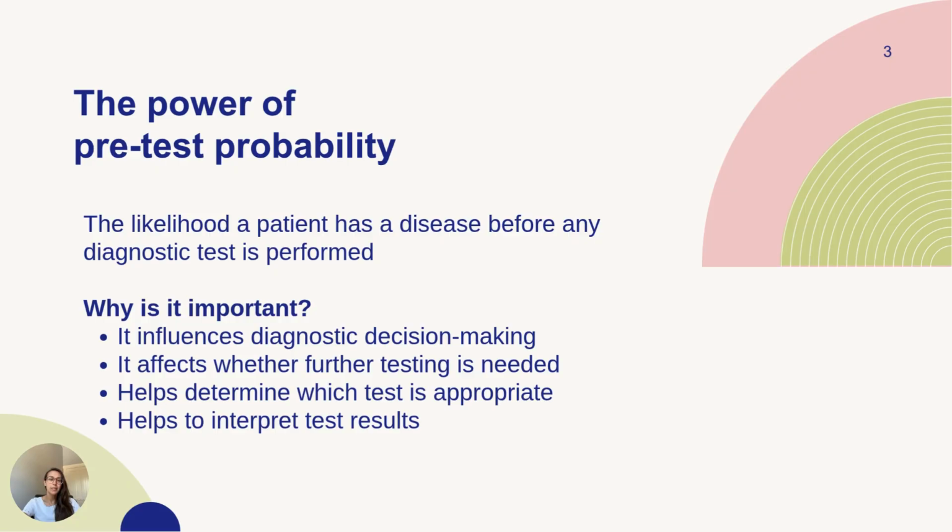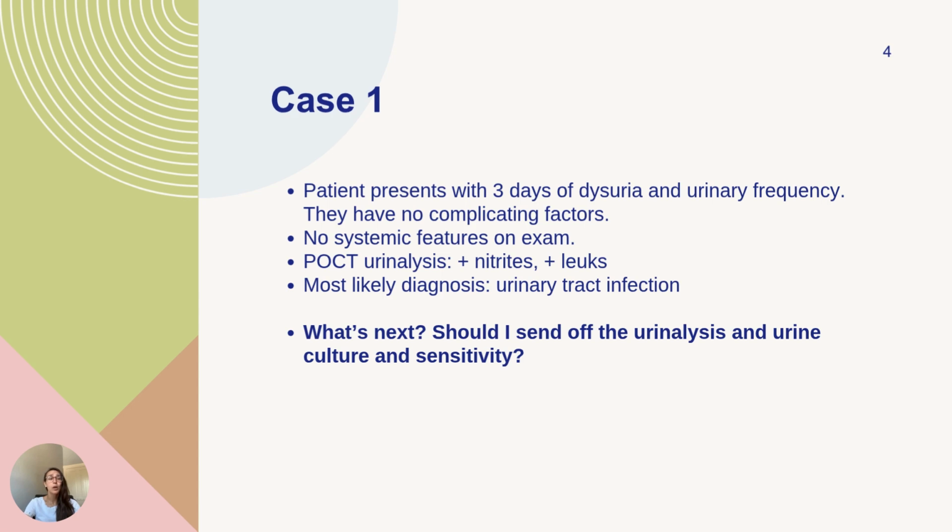So let's get into some examples to really illustrate what pretest probability is and how we can apply it to the case in front of us. So, first case, let's say a person's presenting with a 3-day history of burning sensation when they pee and urinary frequency. They're, let's say, a female patient. They have no complicating factors like diabetes or structural abnormalities in the kidneys or bladder, etc. There's no systemic features on exam. There's no tenderness over their kidneys when you percuss or palpate. There's no fevers, tachycardia. They're stable.